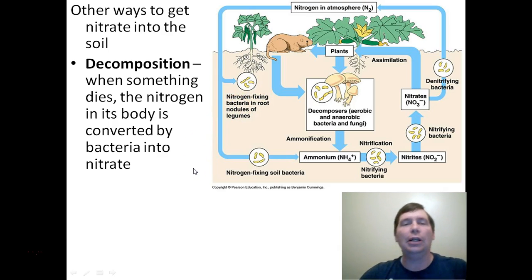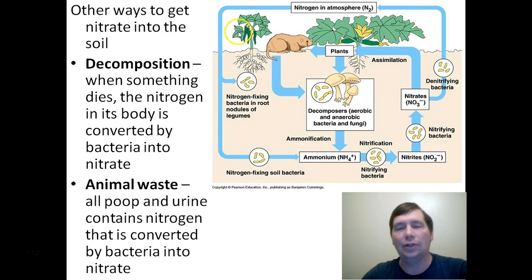The other way you can get nitrate into the soil is animal waste. All animal poop and all animal urine contains nitrogen, and this nitrogen can be quickly converted by bacteria back into nitrate. This is why you go and buy some animal manure to stick on your garden. Or this is the reason why farmers spread cow manure all over their fields, because that cow manure is loaded with nitrate, and that nitrate is going to be absorbed by the plants so they can get the nitrogen they need to grow. So those are the two other ways you can get nitrate into the soil: from dead things decomposing and also from animal waste.